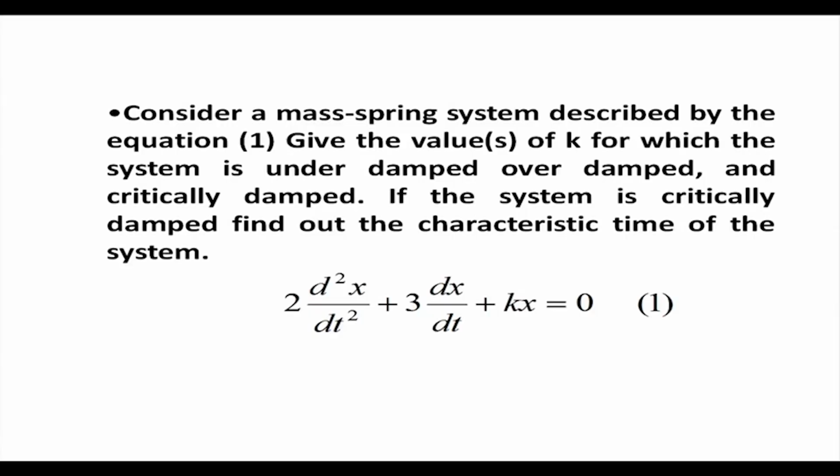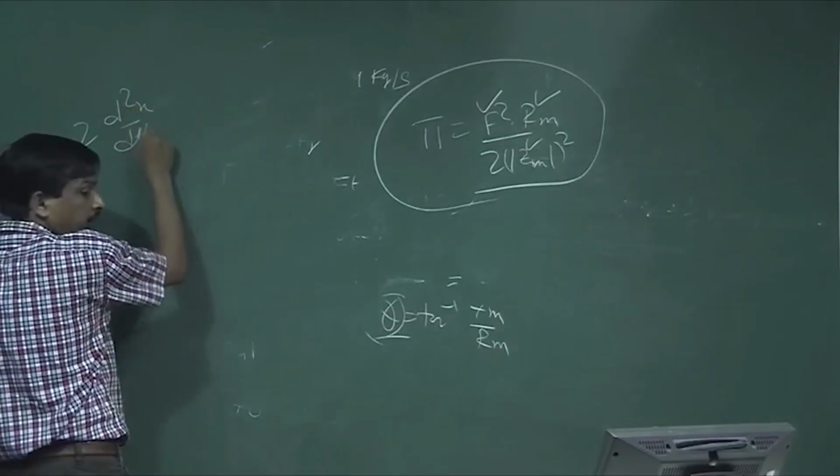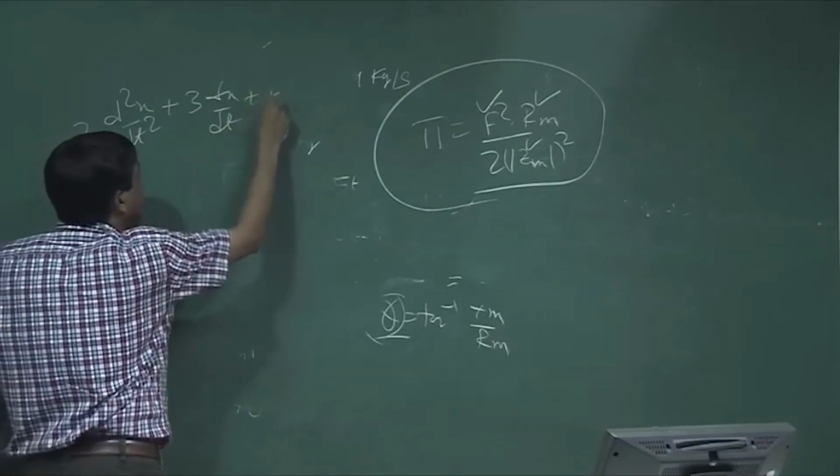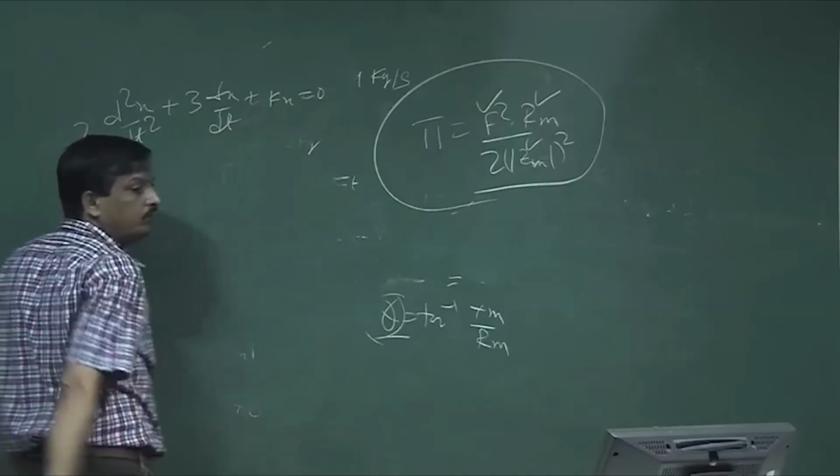Next, there is another problem. Consider a spring mass system described by equation 1. Give the value of k for which the system is underdamped, overdamped and critically damped. If the system is critically damped, find out the characteristic time of the system. Instead of circuits, they give an equation of the mechanical motion: 2 d2x by dt squared plus 3 dx by dt plus kx is equal to 0.